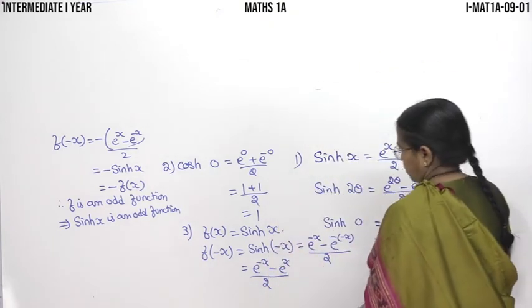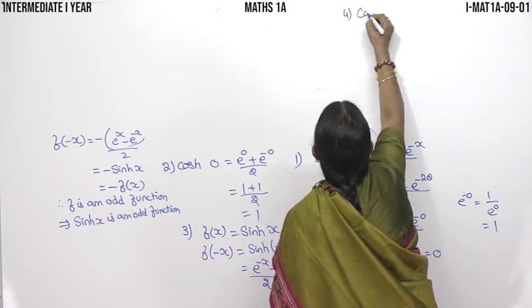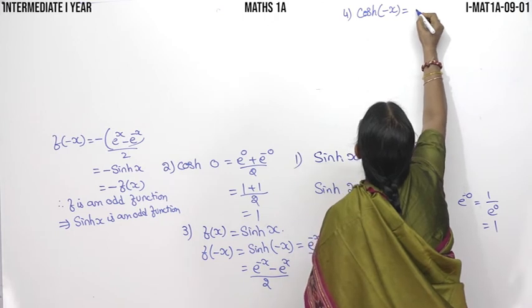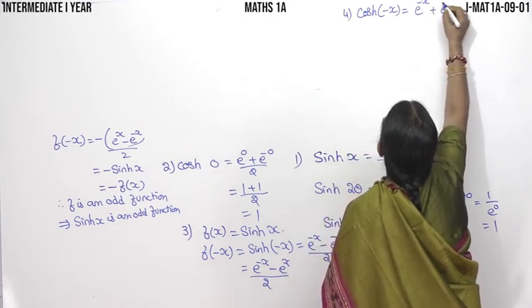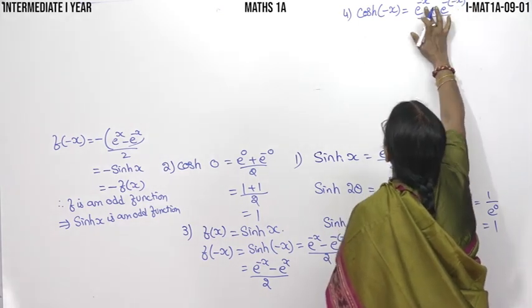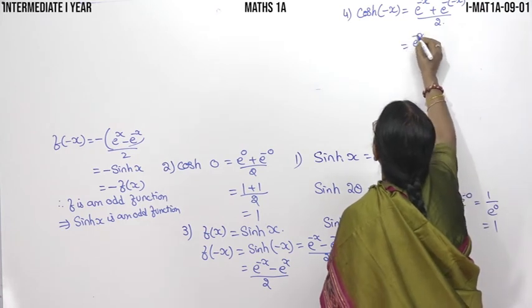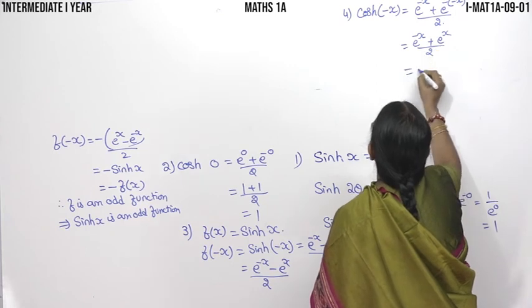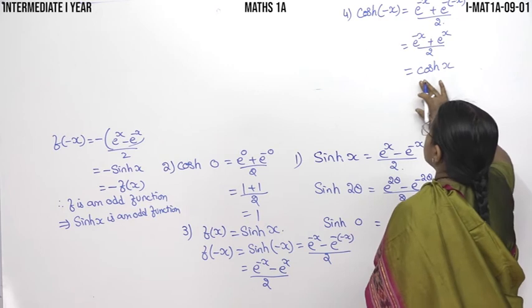Let's see. So now the third point is over. Next, the fourth point I'll write here. So cos h of minus x. Cos h of minus x is e to the power minus x plus e to the power minus of minus x, by 2. In the place of x, I should write minus x. So it becomes e power minus x plus e power x by 2. This is the same as cos hx. So f of minus x is the same as f of x.